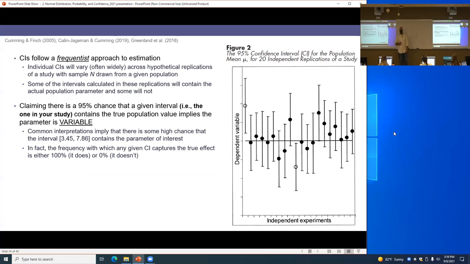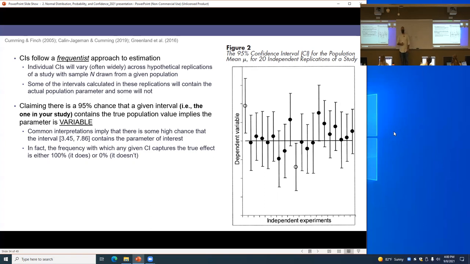It says, if I say there's a 95% chance that my interval contains a true population value, it says that 95% of the time, this value from X to Y is going to capture that population parameter. It suggests that the population parameter is a variable. The population parameter isn't a variable, it's a number. It's an unknowable number, but it's just one number, right? So for my individual interval, the likelihood that it captures the population parameter or not is 0 or 100. Either it does or it doesn't, right?